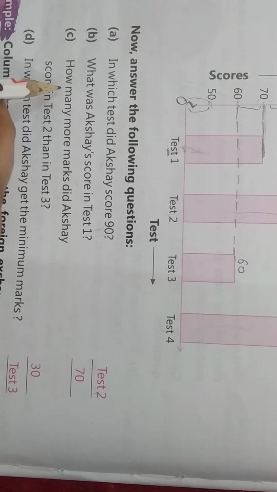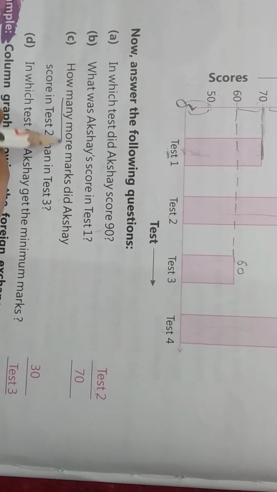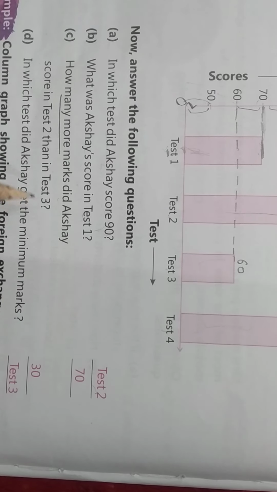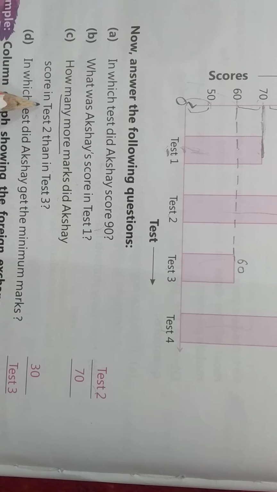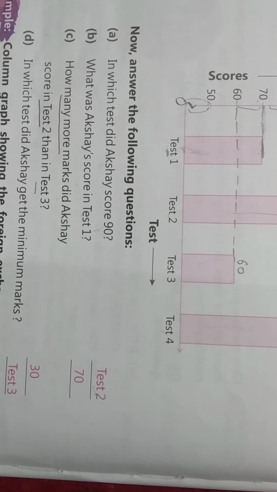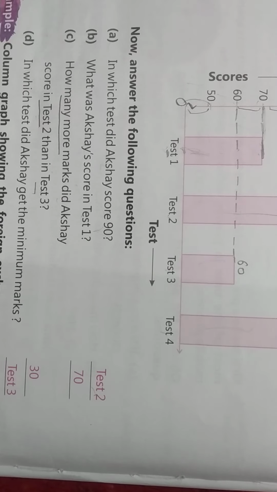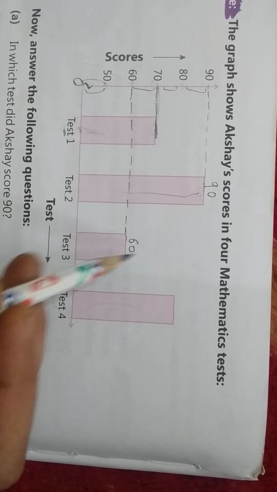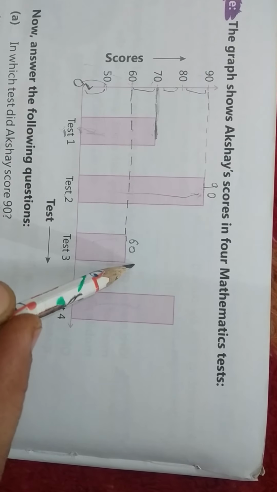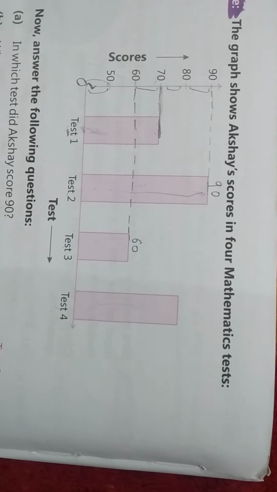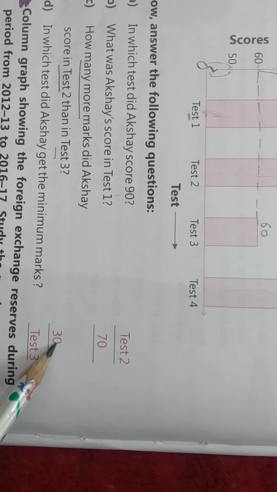When a phrase like this is given, how many more marks the child has scored, what we have to do is compare the 2 marks. One he scored in test 2 and the other he scored in test 3. We have to compare both the marks and then find the difference. See, we will compare 90 and 60, and what is the difference between 90 and 60? 30. So Akshay scored 30 more marks in test 2. So we will write here 30.